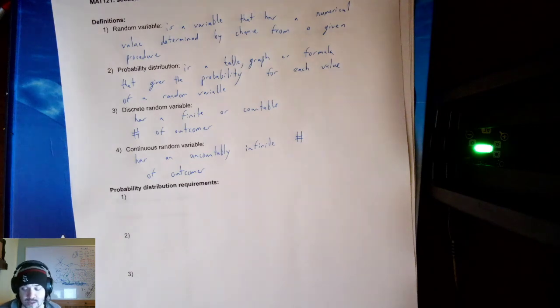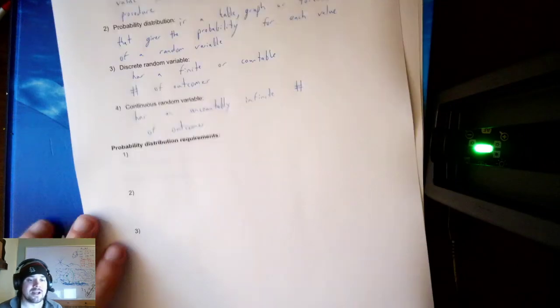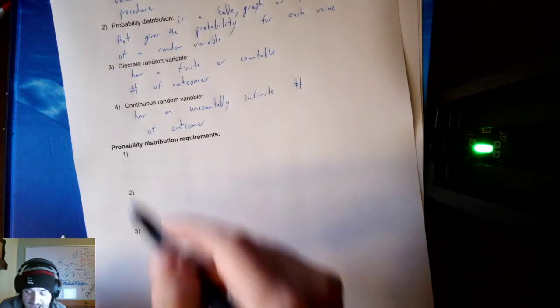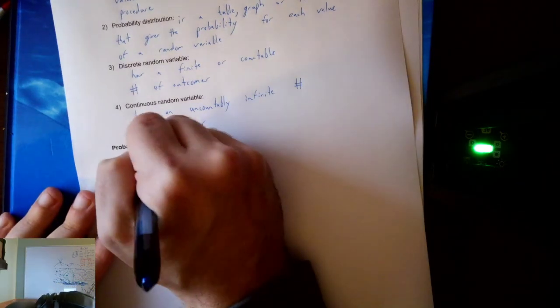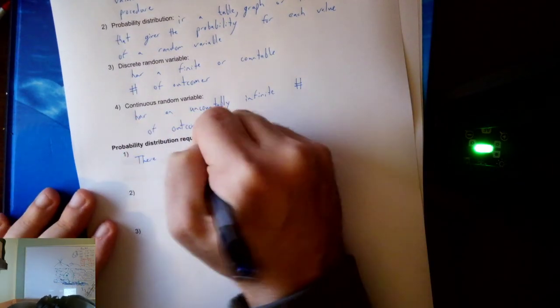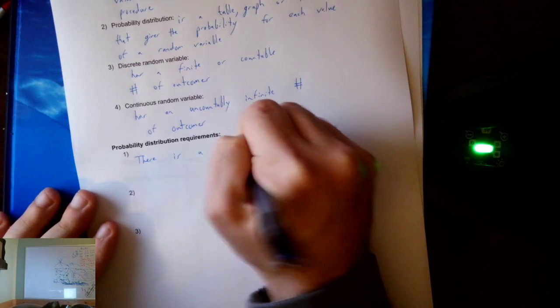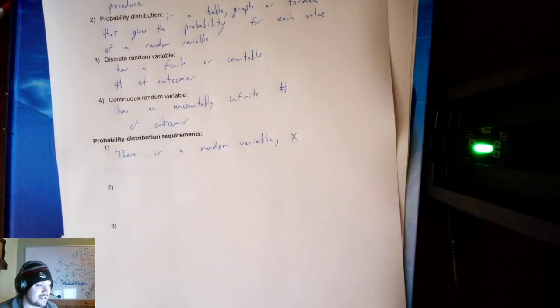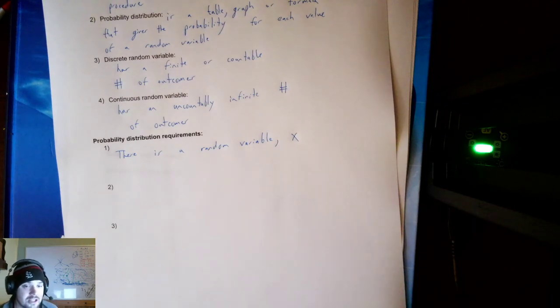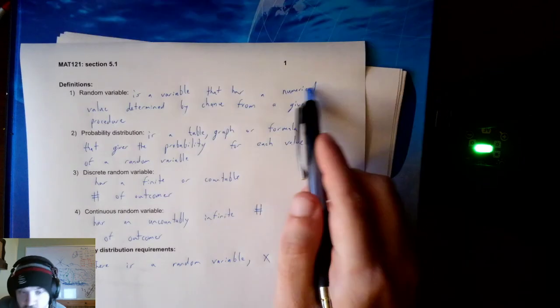Now, if I want to create a probability distribution, or if I want to know if something is a probability distribution, it has to meet three requirements. First, the first requirement is probably the most obvious, but there is a random variable, and usually we use X. There's a random variable. That might seem silly, but that's the first requirement. You need a random variable. It's not a probability distribution if you don't have a random variable. And remember, random variables are numerical.